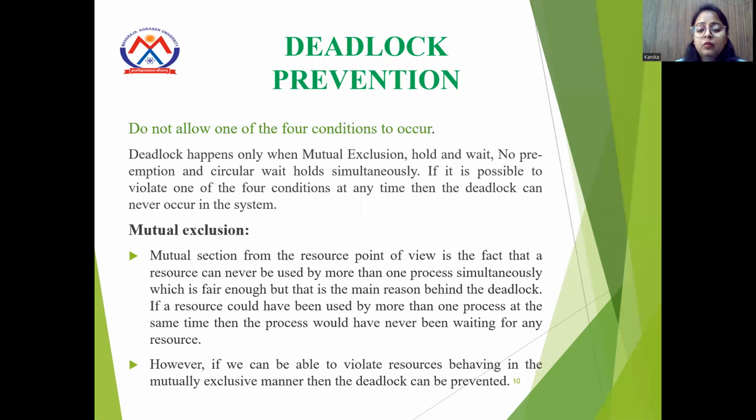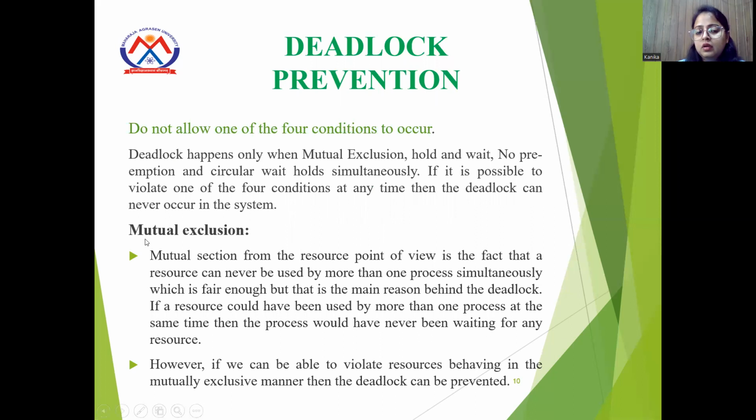Next is the deadlock prevention method. Do not allow one of the four conditions to occur. In deadlock prevention methods, deadlock happens only when mutual exclusion, hold and wait, no preemption, and circular wait hold simultaneously. If it is possible to violate one of the four conditions at any time, then deadlock can never occur in this system. If we simply neglect those necessary conditions, then our system is deadlock free.